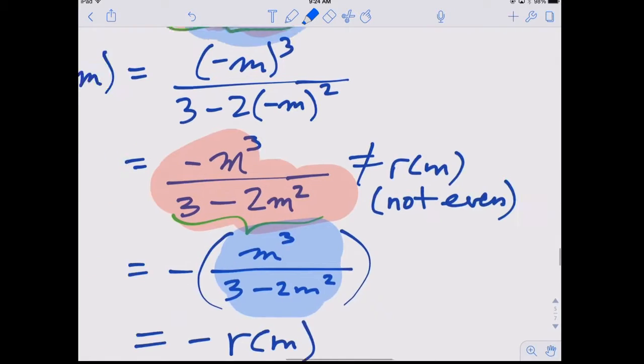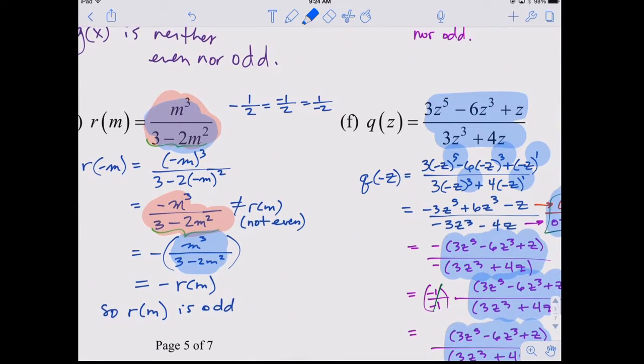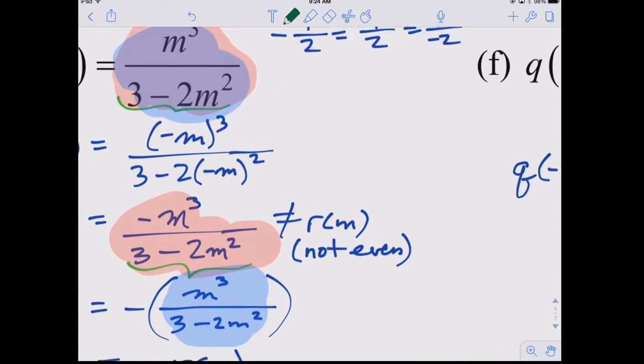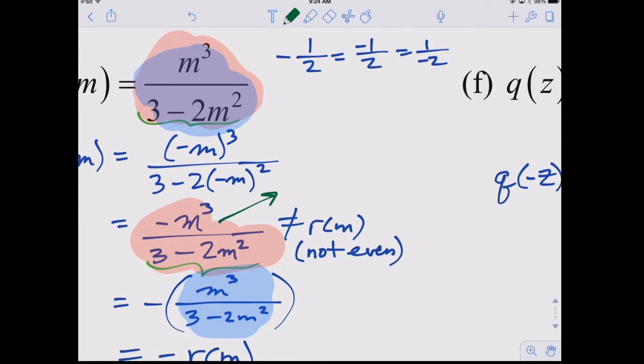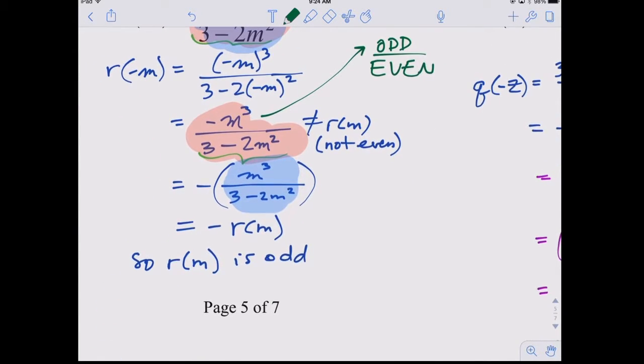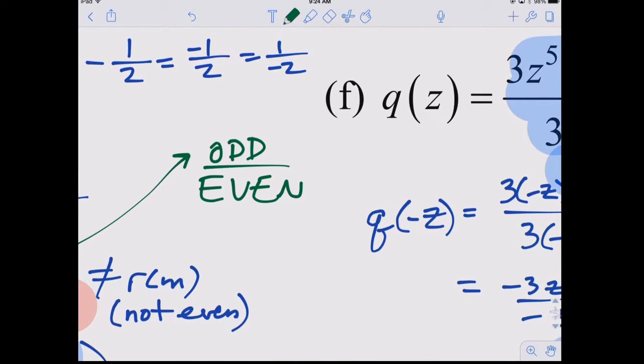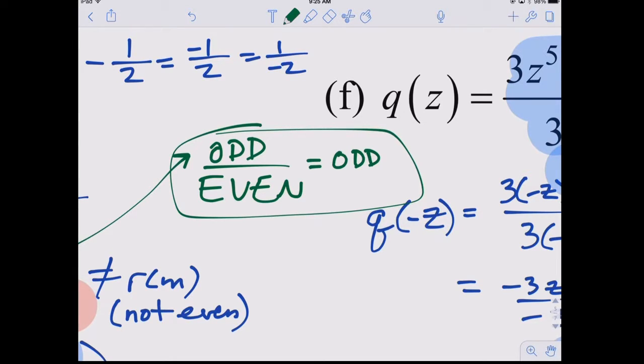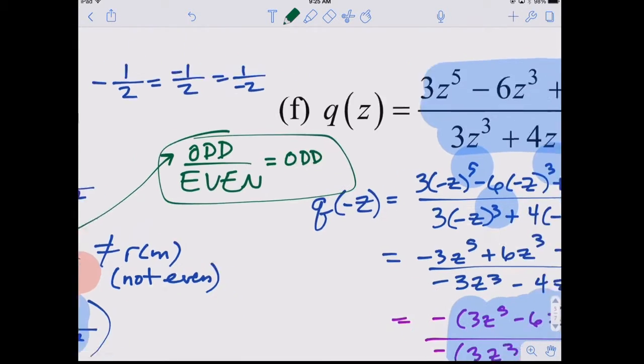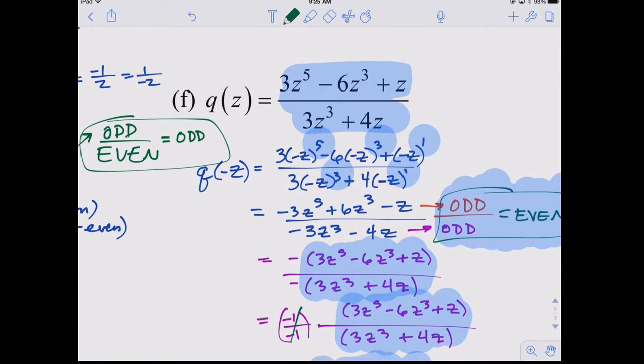Let's retreat over here to the previous problem and look at the same thing. If we just looked at the numerator of this one, m cubed, the numerator was what? Even, odd, or neither? It was an odd function. And the denominator, 3 minus 2m squared, was what? Even. We determined that this one was an even function. What do you think an odd divided by an even is going to be? It's going to be an odd. So an odd divided by an even is going to be an odd function.